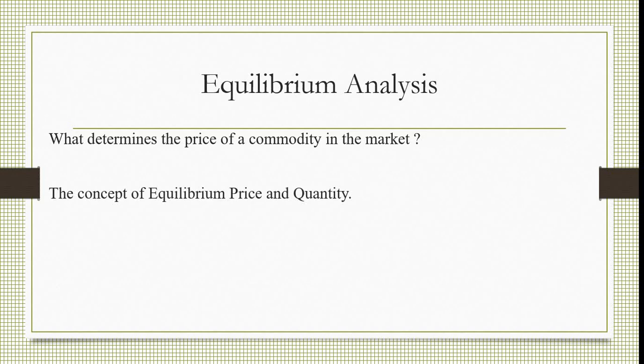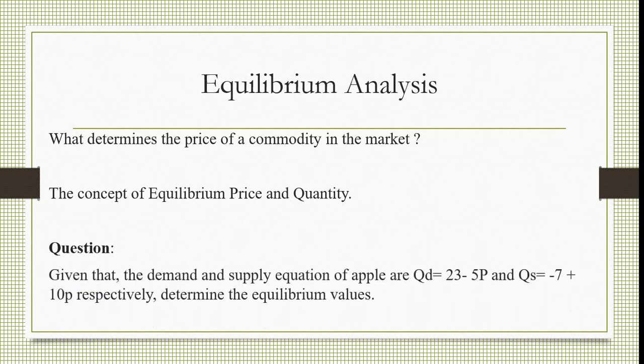So we have the concept of equilibrium price and equilibrium quantity as said earlier. Then we have a question. Given the demand and supply equations, quantity demanded is going to be 23 minus 5p. That is the demand equation. And quantity supplied is going to be negative 7 plus 10p as the supply equation.